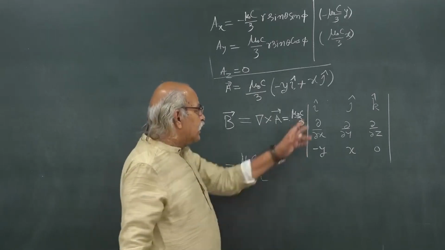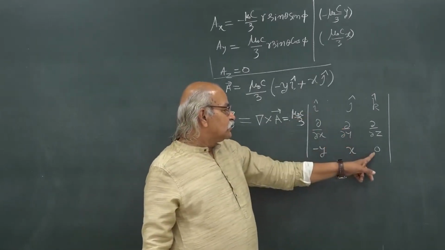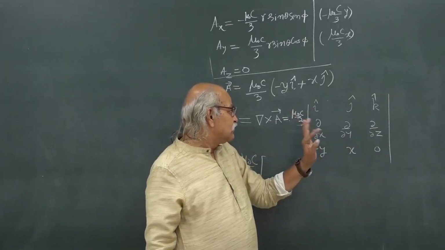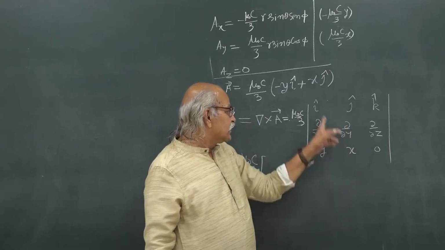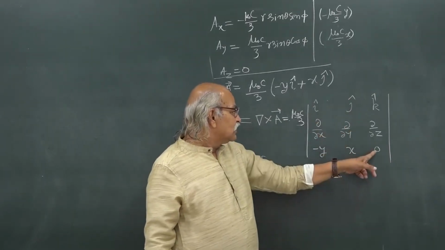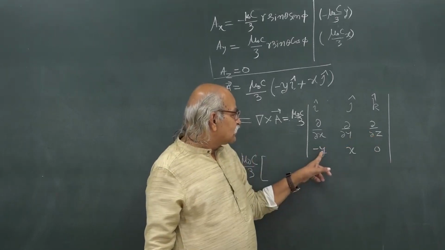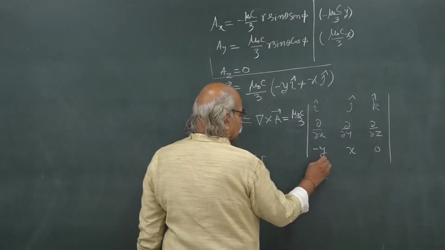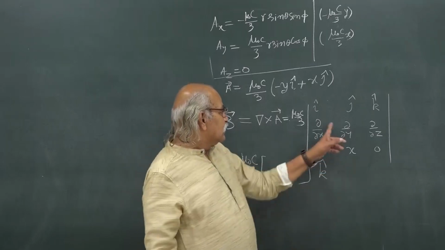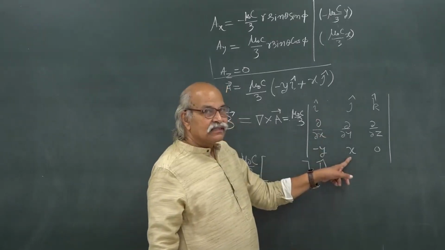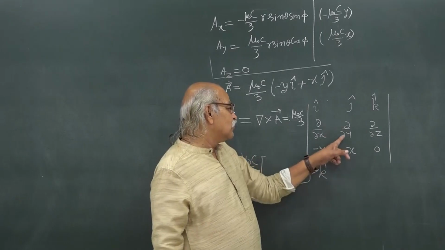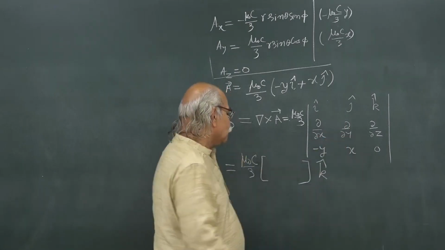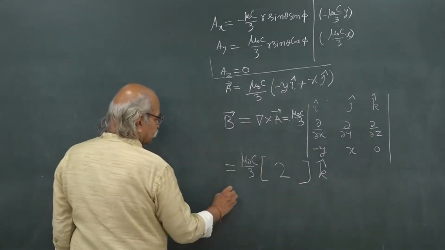Then i cap: del del y of 0 minus del del z of x, this is also 0. So, no i cap. j cap: del x of 0, del z of y, so that is also not there. So, it is in the k direction, and how much is it? Very simple, del x of x and minus del y of minus y. So, 1 and minus 1, that is 2. That is it.